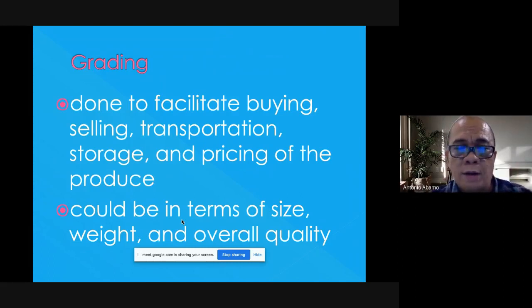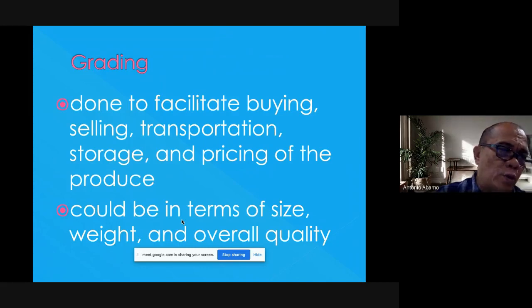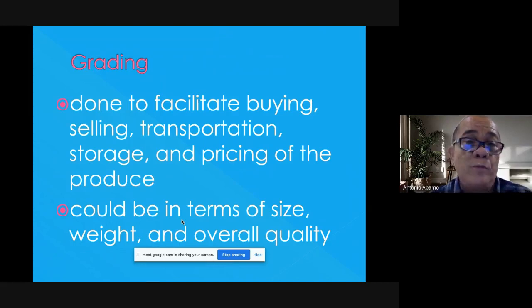Or in weight, like for example 1 kilogram, and then 2 kilograms. You have two in 1 kilo, or half a kilo. These are an assortment of various grades with various prices attached to them. Okay, it can also be sorted in terms of size: small, medium, large, jumbo, whatever. No, so these are grading.